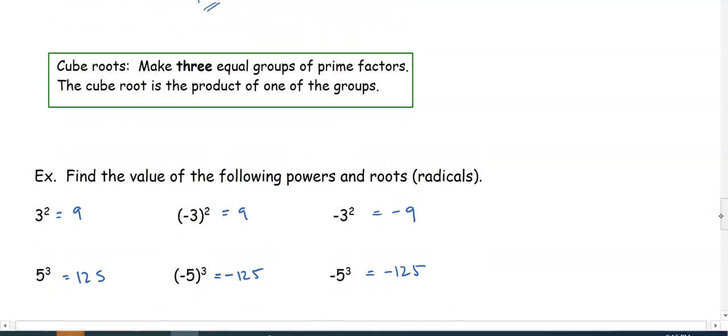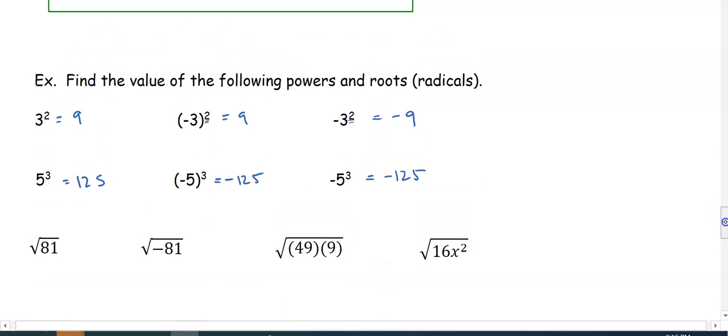So just a reminder from our powers unit, the negatives with our powers are extremely important when they fall inside the brackets or outside the brackets, especially with an even exponent. With an odd exponent, it wasn't as particular because 3 negatives makes a negative, and 3 positives made negative is negative as well. Okay, so when we get into square roots, we have to be careful as well.